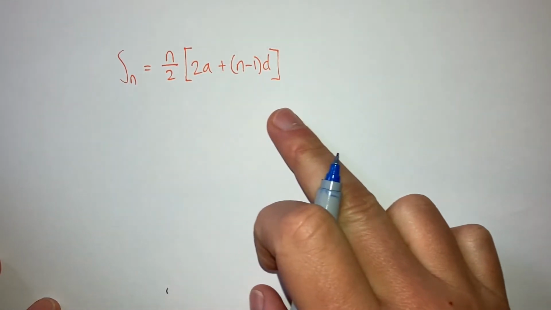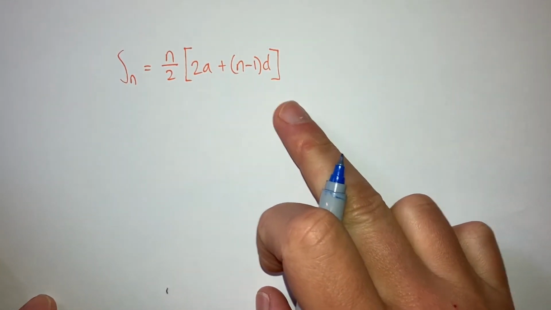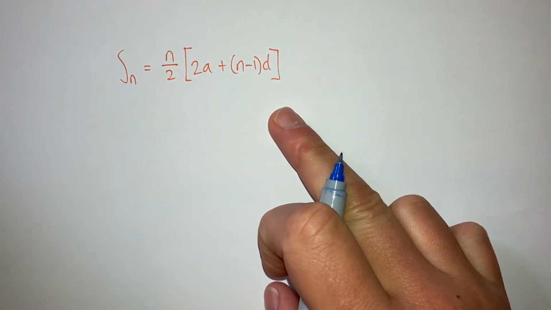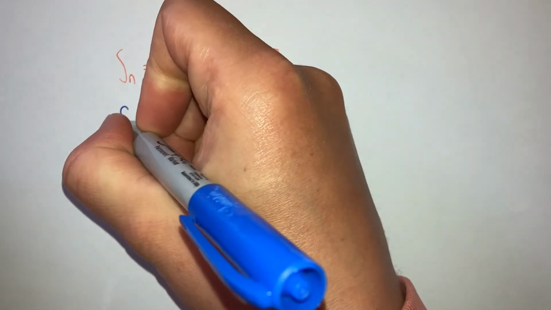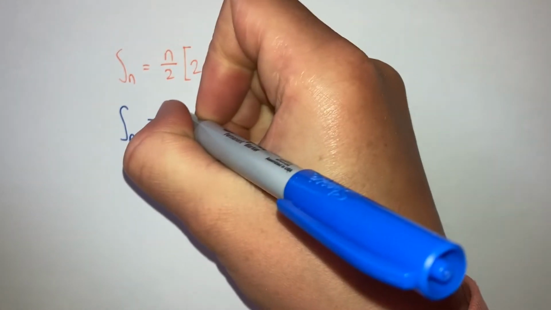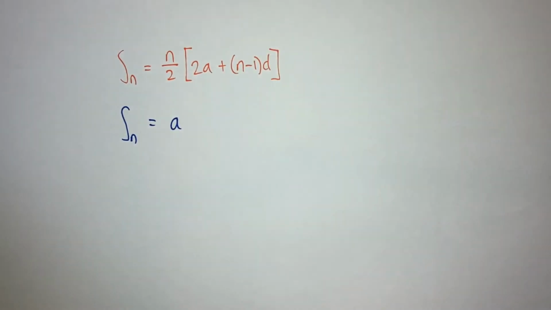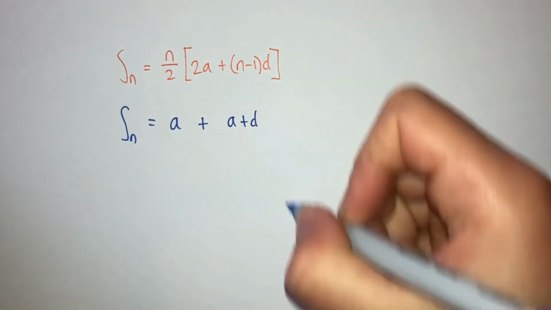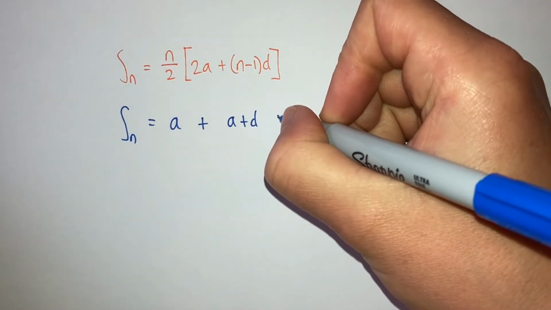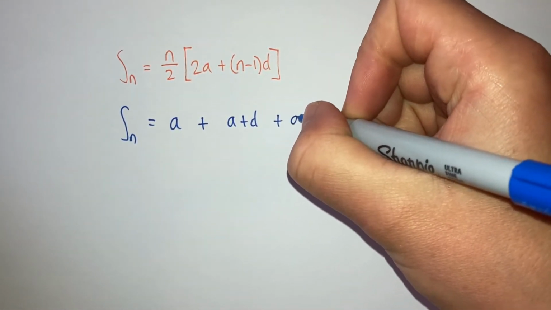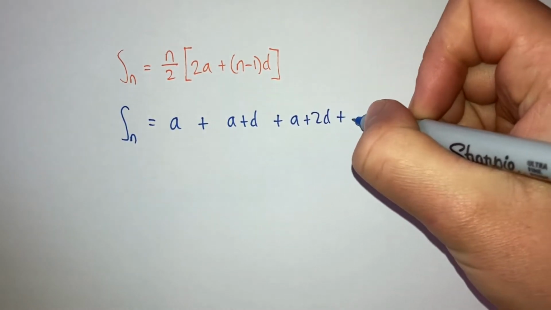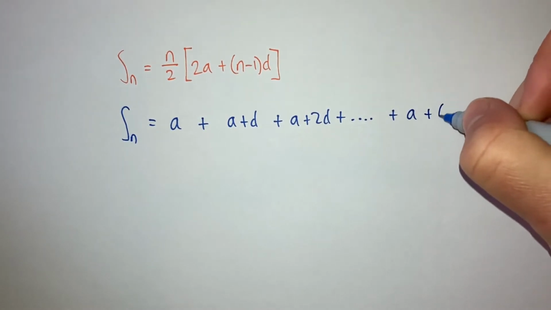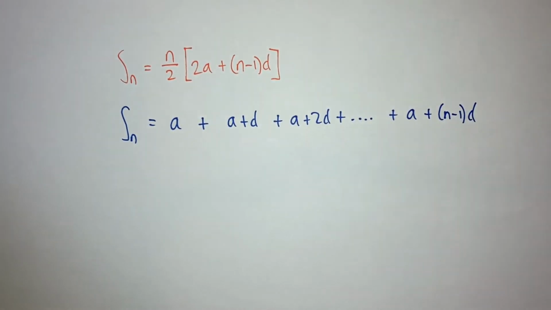Here we have the formula for the sum of an arithmetic series. This can be found in the formula booklet, but we're often asked to prove it. So we start by writing the sum of the series is equal to the first term, which is A, plus the second term, which is A and 1 difference, if you remember, plus the third term, which is A plus 2 differences, and so on, until we get to the last term, which is A plus n minus 1 differences.